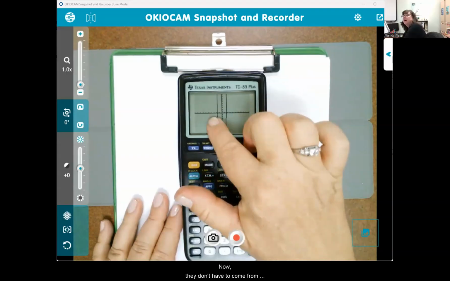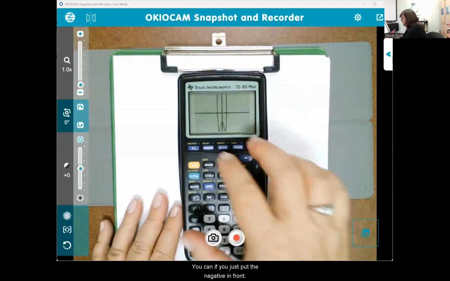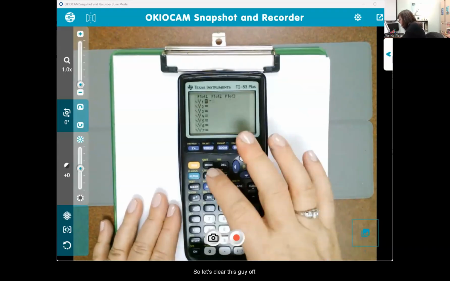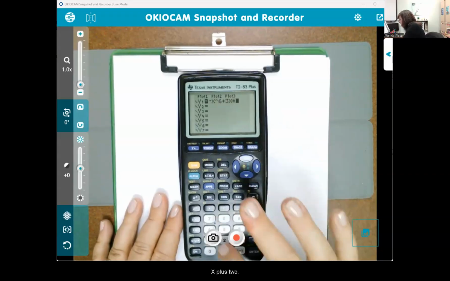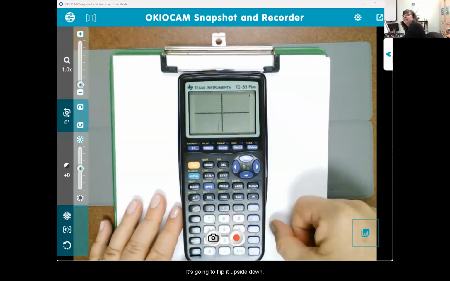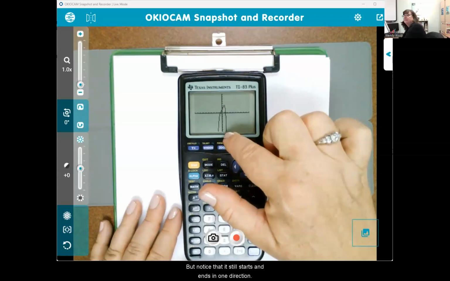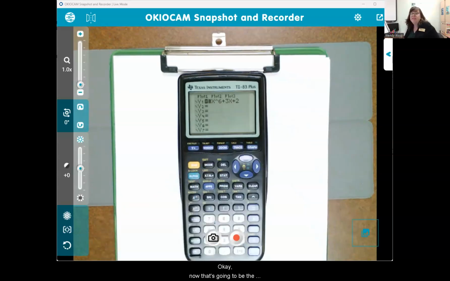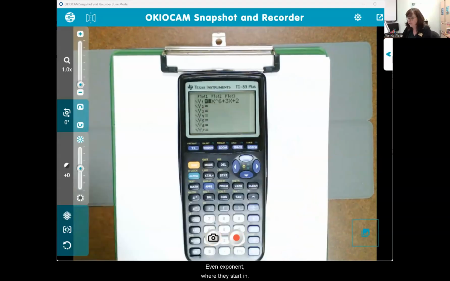Now, they don't have to come from up top and end up top. You can if you just put the negative in front. So let's clear this guy off. And now let's do negative x to the 6th plus 3x plus 2. Okay, now if I put a negative in front of the x, you remember what happens there? It's going to flip it upside down. But notice that it still starts and ends in one direction. Okay. Now that's going to be the primary difference between the ones with an even exponent, where they start and end in the same direction, and the odd exponent.